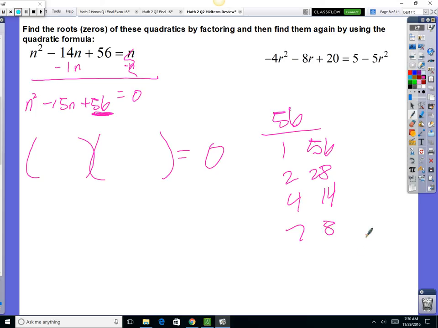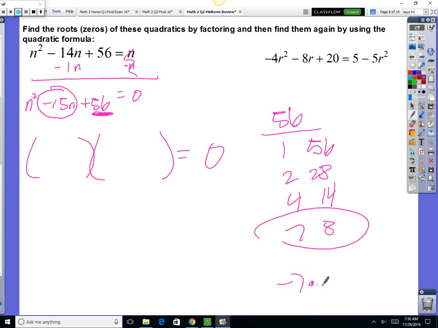So you got 4 options. You got to choose an option that's going to add and give you a minus 15. So now look, it's got a times and give you a positive. So I know that they both have got to be positive, or they both have to be negative. In this case, they both have to be negative. Right there.